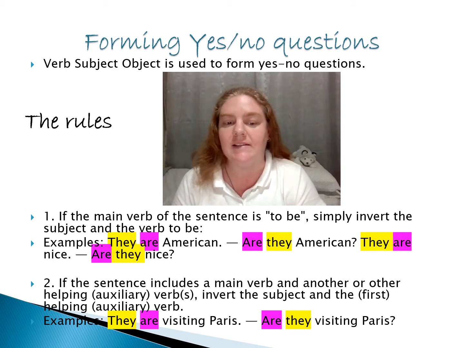Now, in the second instance, if the sentence includes a main verb or another helping auxiliary verb, invert the subject and then the helping auxiliary verb. As you can see, they and are in the first and the second examples have been switched or inverted.